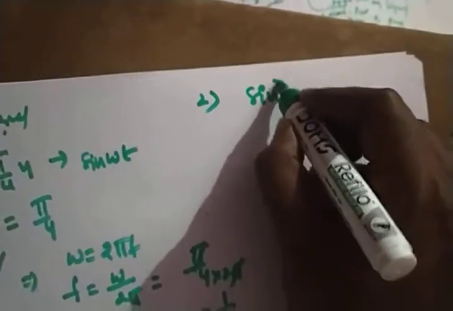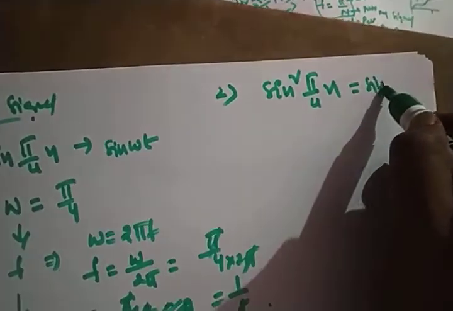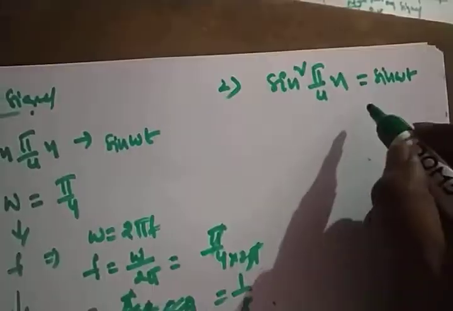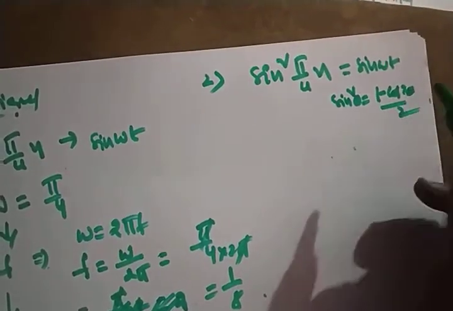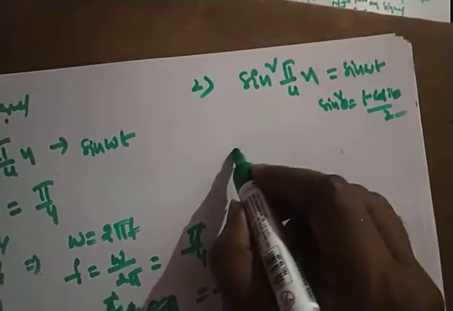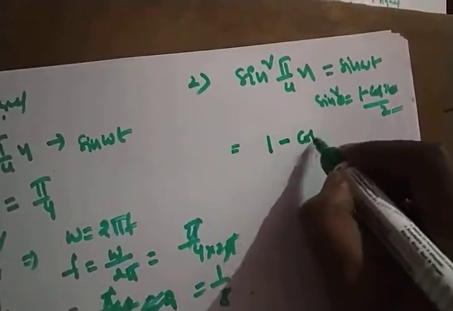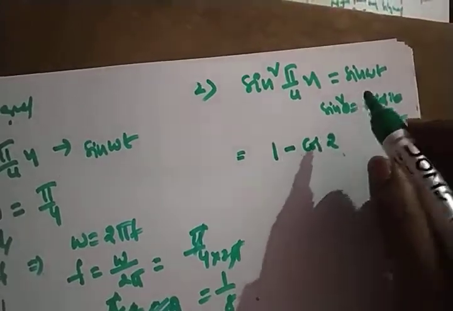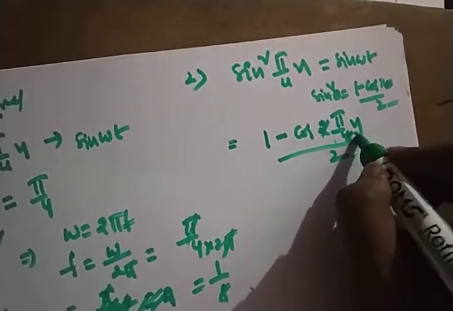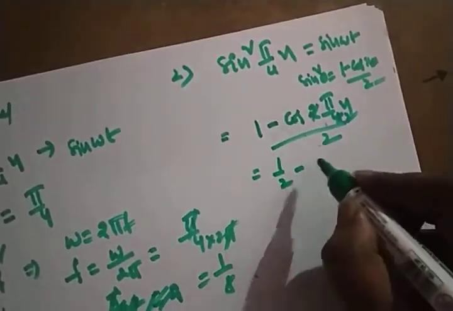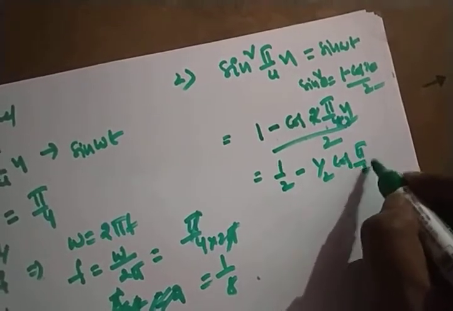The second one: sine square of pi by 4 n. It is not in the form of sine omega t. This is in the sine square theta form. So how can you write it? Sine square theta is equal to 1 minus cos 2 theta by 2. Alright, so note it down. 1 minus cos of 2 theta, where theta means pi by 4 n, all by 2.